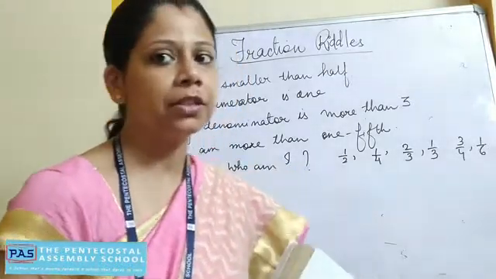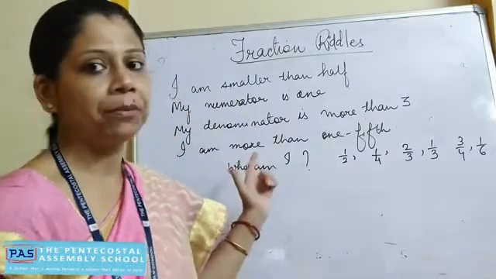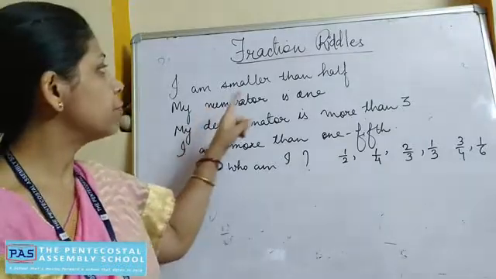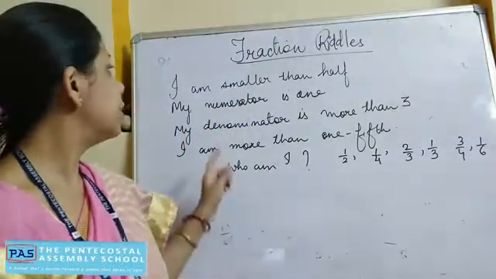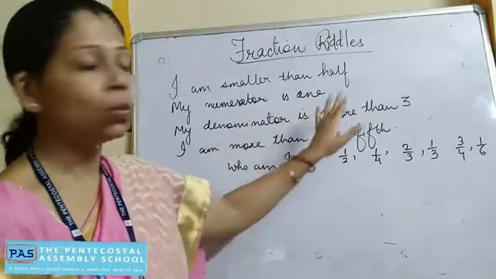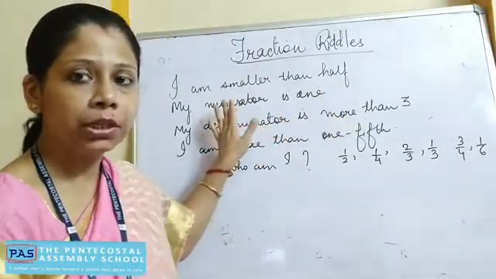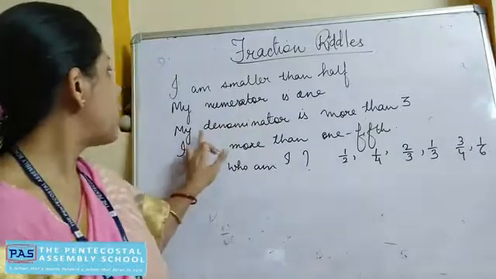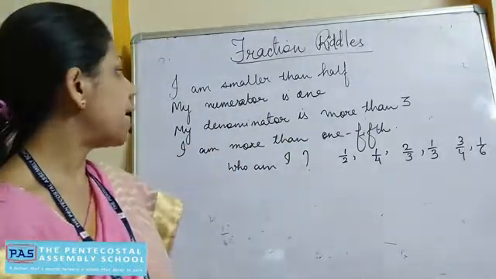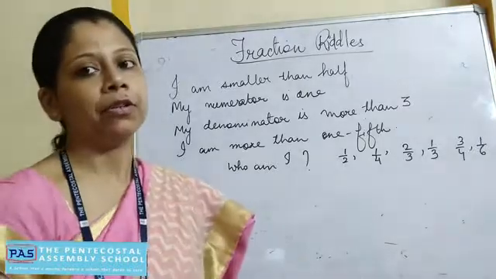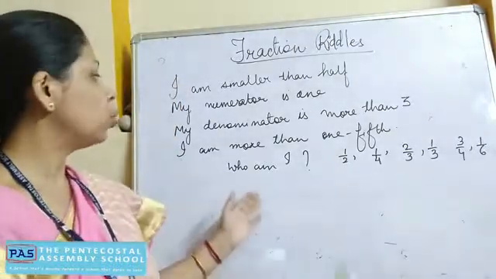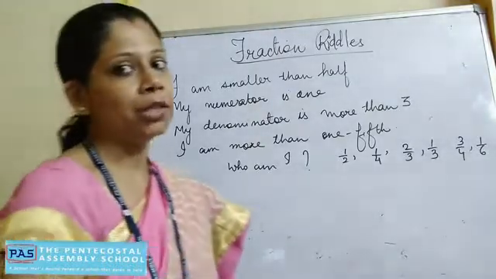Okay, the first riddle that I am going to do is this one. I am reading it out. I am smaller than half. My numerator is 1. So you know by now what is half, what is numerator. All these terms are clear to you. My denominator is more than 3. I am more than 1/5. And these are the options. Who am I? Okay, so let us start.